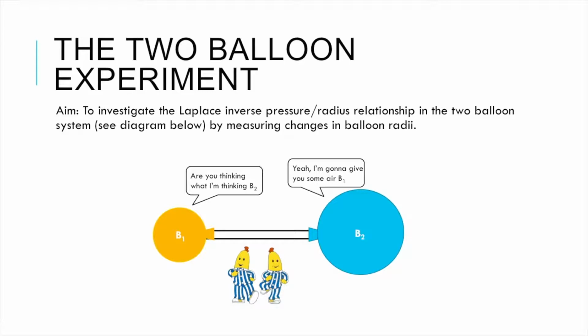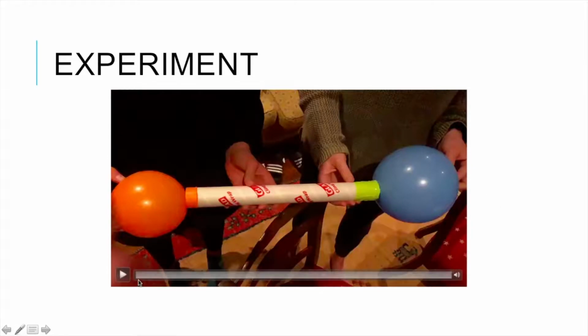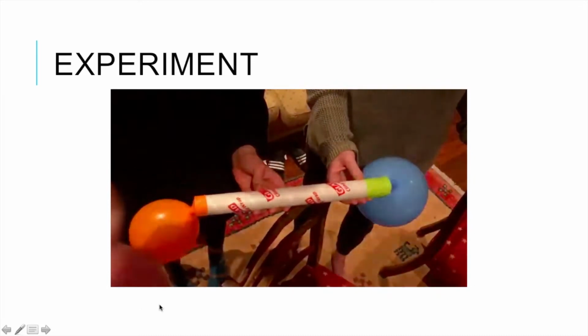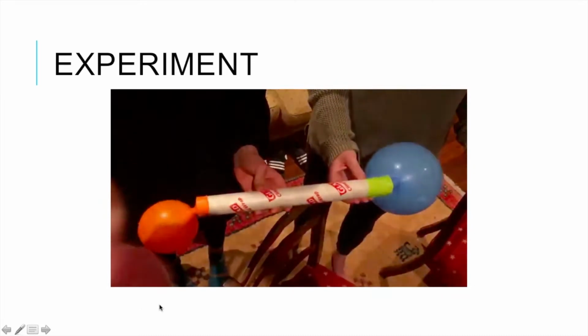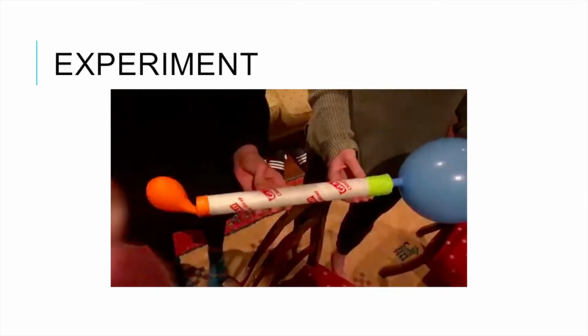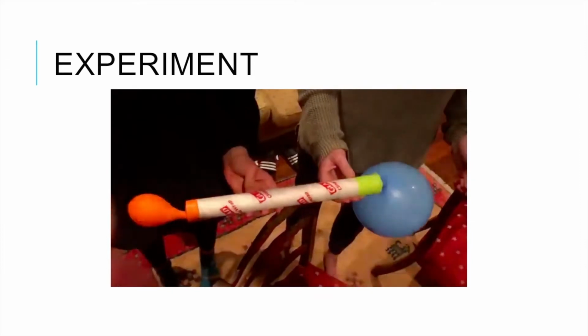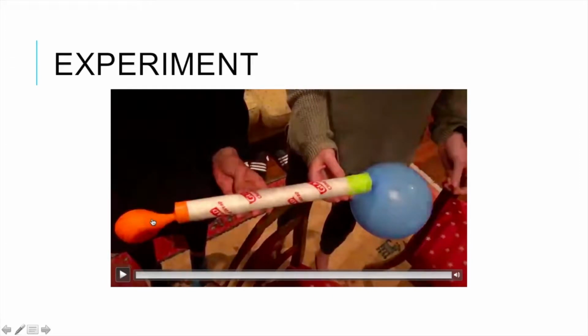If it does, the air will flow from the orange balloon to the blue balloon to equalize the pressure. If the blue balloon has a higher pressure, the air should flow to the orange balloon, and they will both become equal in size, which is probably the more intuitive response. Here's our attempt. As you can see, air flowed from the smaller orange balloon into the larger blue balloon.